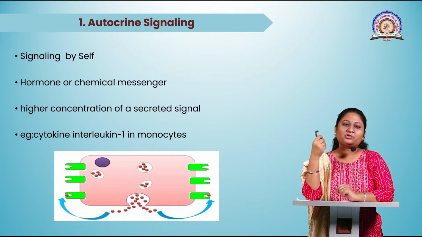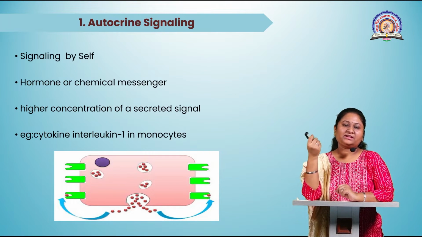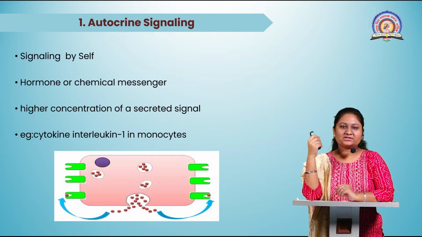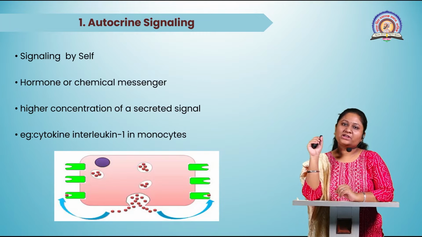In autocrine signaling, the signal is secreted in high concentration. That is, the signaling molecule released by the cell is in very high concentration and binds to the receptor present on the cell itself. So autocrine signaling is signaling by the cell itself.